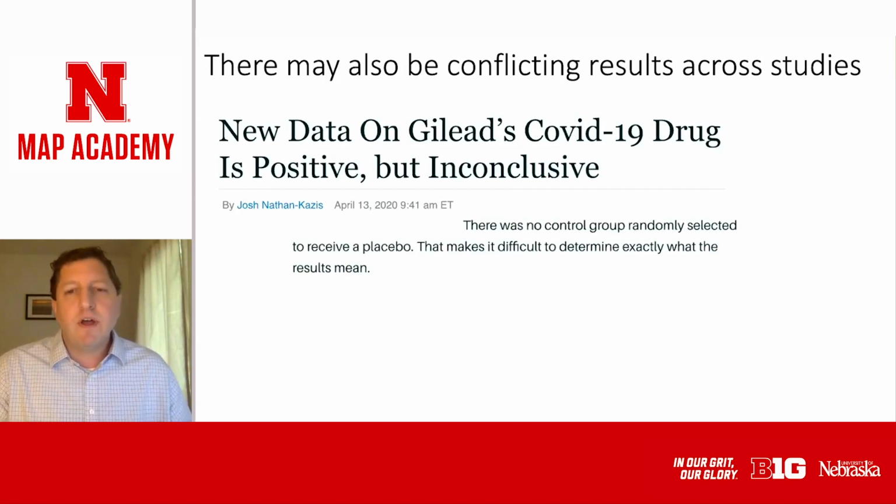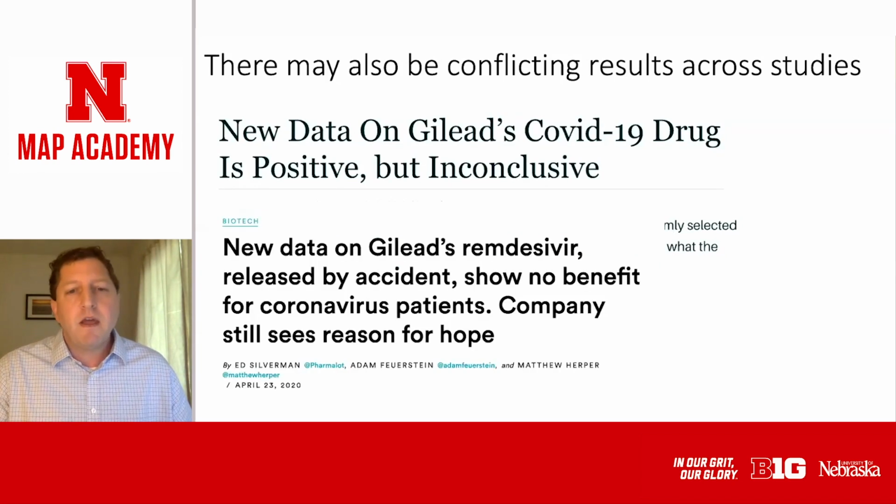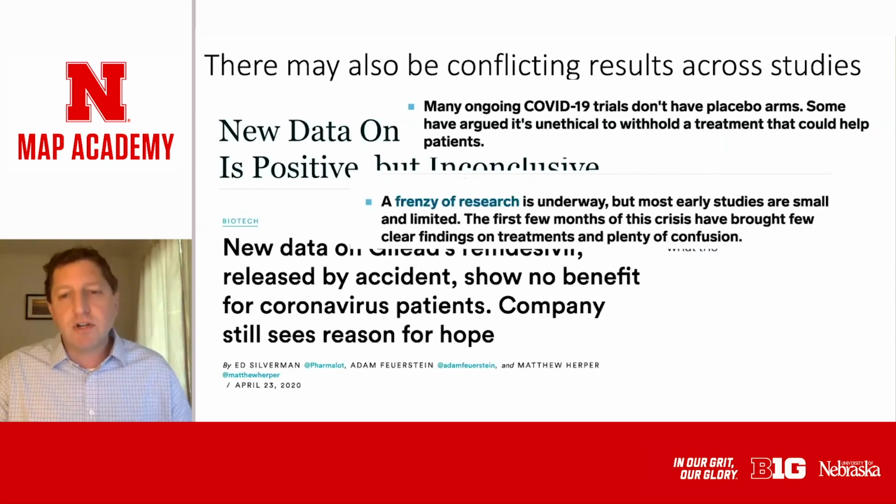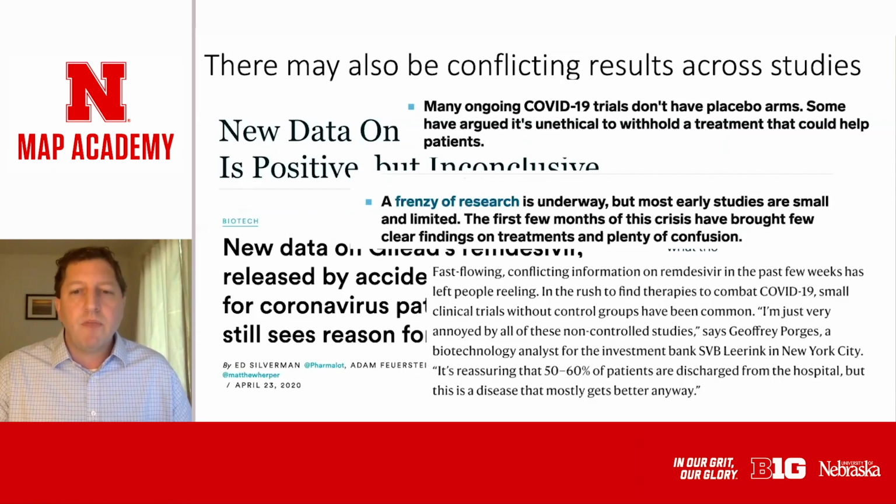There wasn't a control group randomly selected to receive a placebo, and so therefore it's difficult to determine what the results mean. There's another study that came out that showed no benefit for coronavirus patients. The company still saw reasons for hope. Many ongoing trials don't have a placebo and it may be unethical to withhold treatment. So there are people arguing for that. There's a frenzy of research we're hearing, so there are a lot of different studies going on at the same time. And there's conflicting information in these studies.